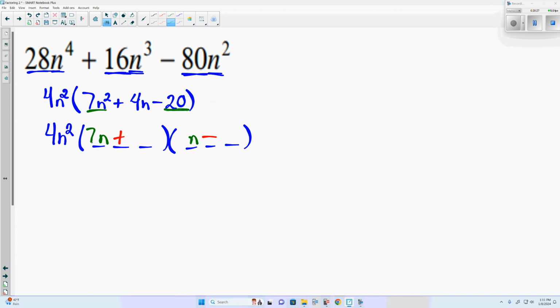What are our factors of 20? 1 and 20, 2 and 10, 4 and 5. Since there's more than one set of 20, we're going to list them out and then pick one of these to try first. Which one would we try first? So we can try 2 and 10 first.